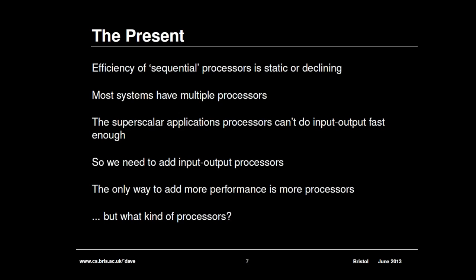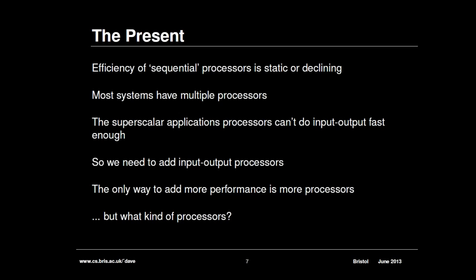Now, of course, the other thing that's happened as a result of all this is that most systems have multiple processors. Even your telephone has got more than one these days. And it's pretty obvious one reason for that is back to the I/O problem. The superscalar applications processor with all its baggage to make it go fast, and the deep pipelines, isn't very good at input-output. So you have to surround them with I/O processors, which are maybe the same architecture optimized differently, which is what's happening in the ARM processors in phones, or it could be different processors. So you've got to add these additional I/O processors, just like people did in the 1960s.